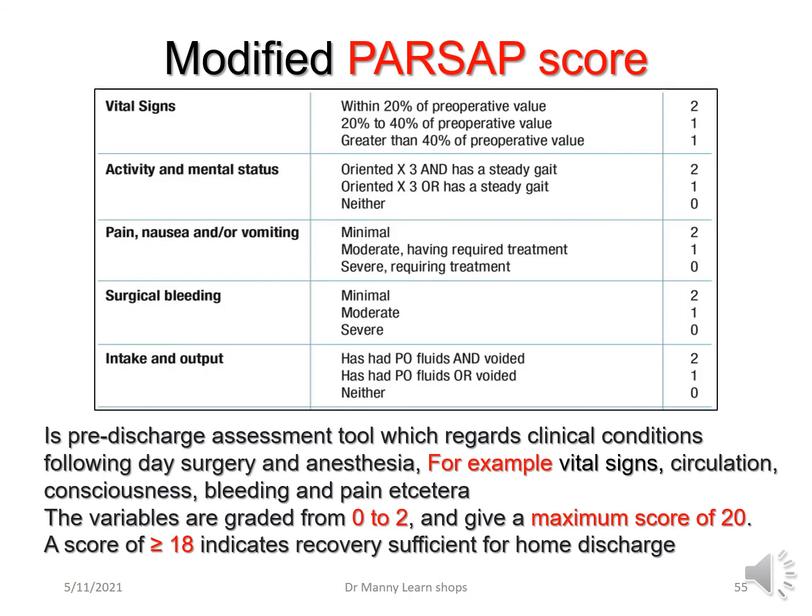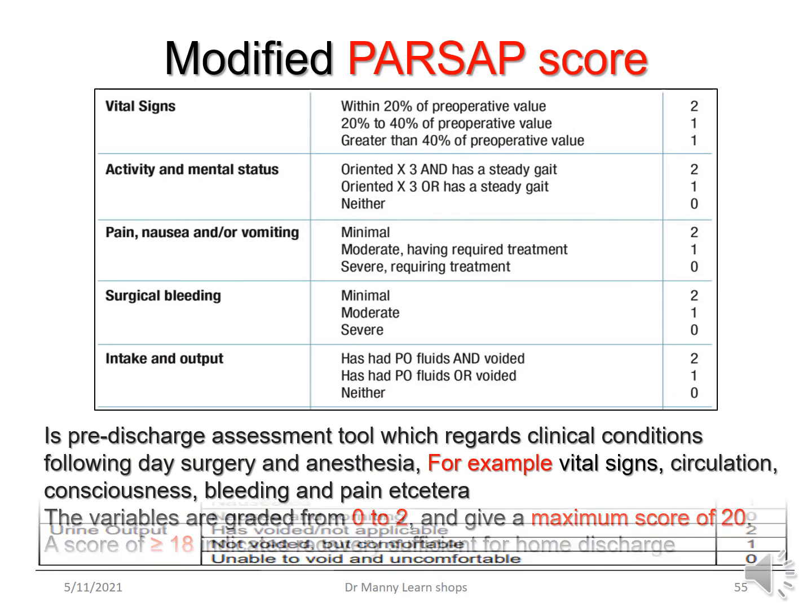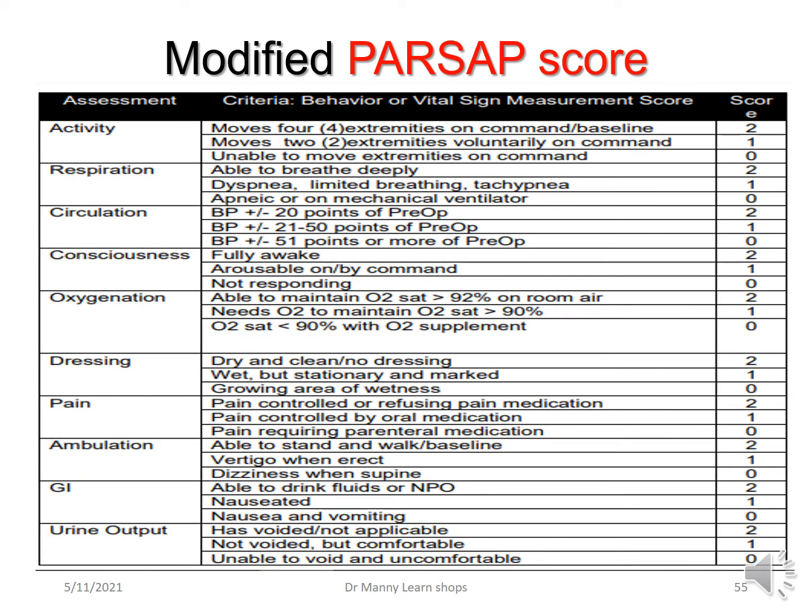Then you've got the PARSAP score, and this has been modified as well. This is a pre-discharge tool which regards clinical conditions following day surgery or anaesthesia, for patients who have received procedural sedation. For example, it includes vital signs, circulation, consciousness, bleeding, pain, and so on. The variables are graded from 0 to 2, as with most of them, and you get a maximum score of 20. This is modified. The one that you're looking at here now is the real PARSAP score.